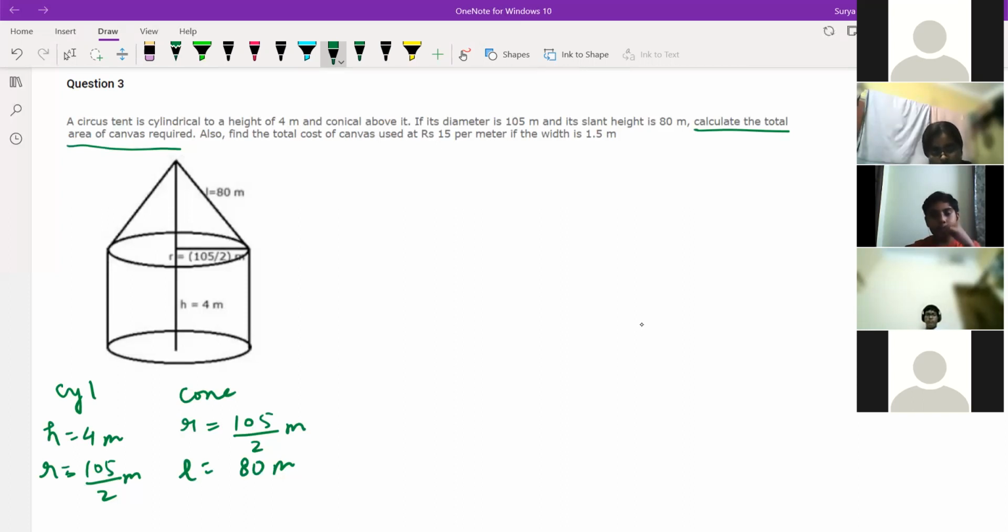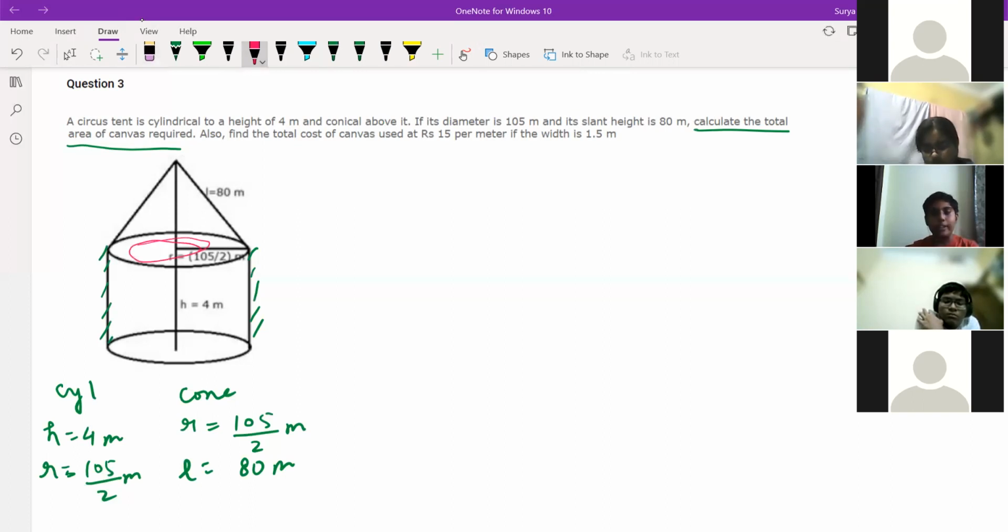They're sharing the circle part. What I'm saying, you are finding CSA of cylinder. CSA of cylinder is only the surrounding part, right? Yes, sir. So why are we not finding this one? Because that's a tent, it will be covered by the floor. Acha. What about this one? So that is the base of the cone. So we can calculate TSA of that.